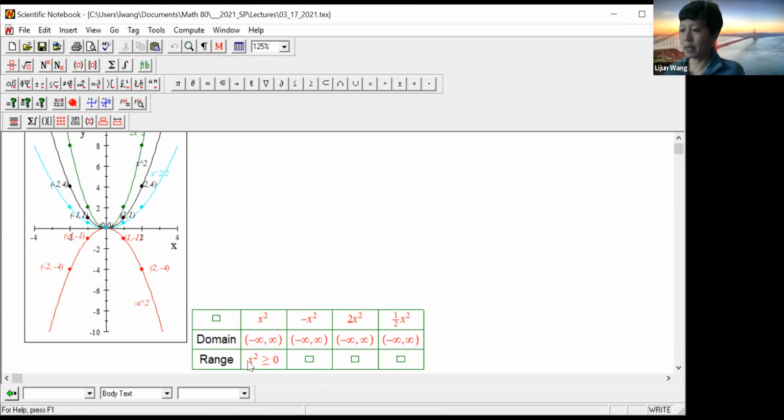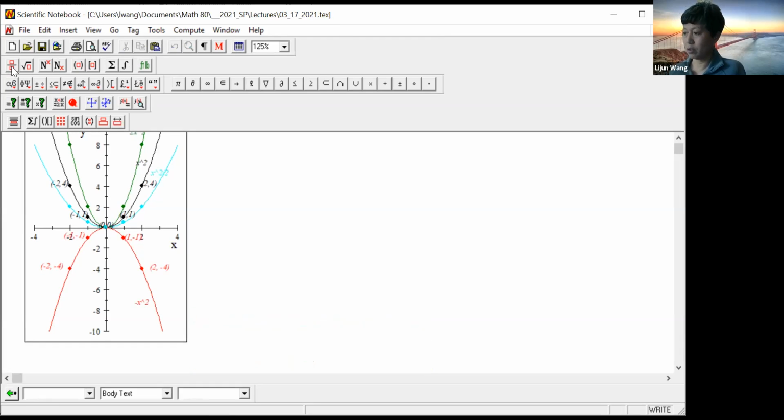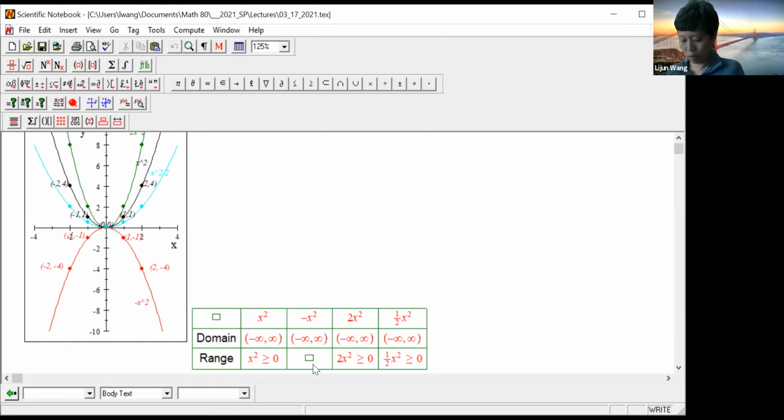And you multiply by 2, it's still greater than or equal to 0. So 2 times x squared is greater than... Oh no, I'm sorry, I put it in the wrong place. 2 times x squared is greater than or equal to 0. And if you change that 2 to half, you multiply by half, it's still going to be greater than or equal to 0. Negative x squared, however: the domain is from negative infinity to positive infinity, the range will be less than or equal to 0.